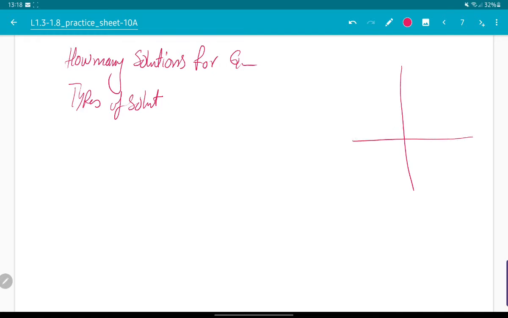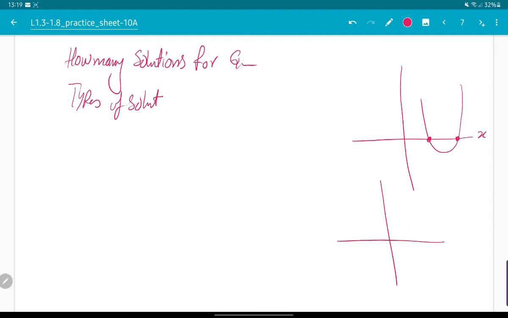As you know that when we graph the quadratic, it could go like this. Intersect with the x-axis in 2 points. It means we have two solutions. We have two zeros. We have two roots. They have the same meaning. We have two solutions.